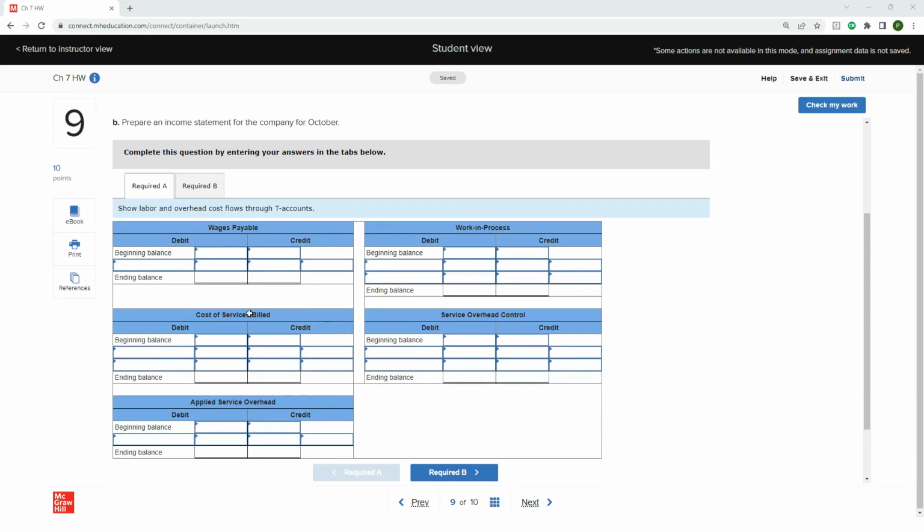Service overhead control and applied service overhead. So these are the T accounts that we have to work with. And then it also wants us to prepare an income statement for the company for October.